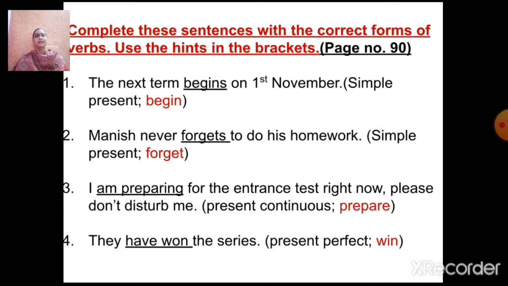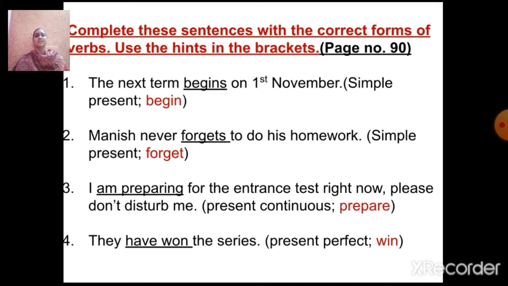Okay, then let's move ahead. I dash for the entrance test right now. Please don't disturb me. Now here we need to complete the sentence with present continuous and the verb given is prepare. Since it is continuous we are going to use ing, right? And the subject here is I, and with I we have to use am. So our answer is: I am preparing for the entrance test right now. Please don't disturb me.